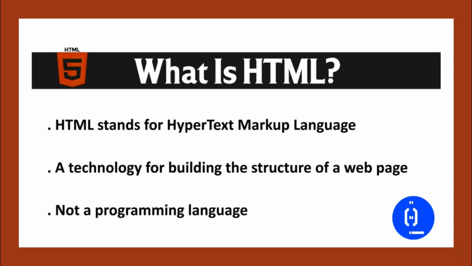Examples of a programming language will be JavaScript, Python, C Sharp, PHP. Something with logic. For example, you can say if this is true, then do this. So that's what a programming language looks like.